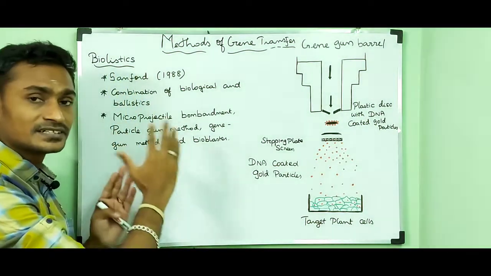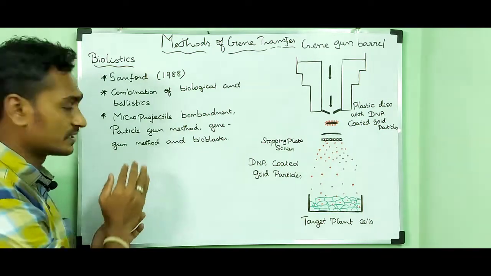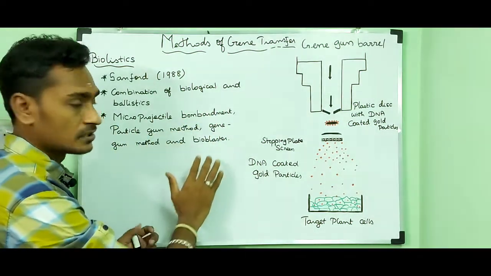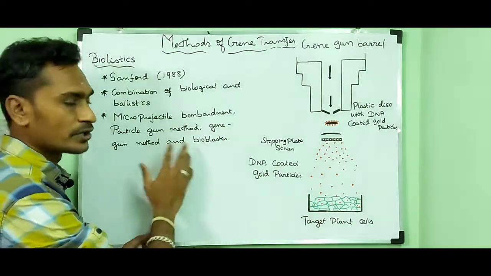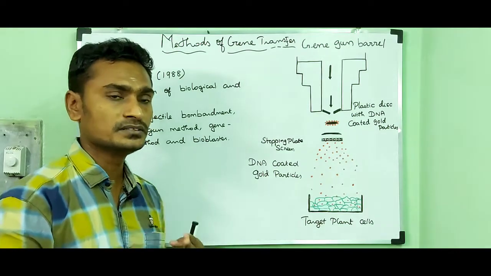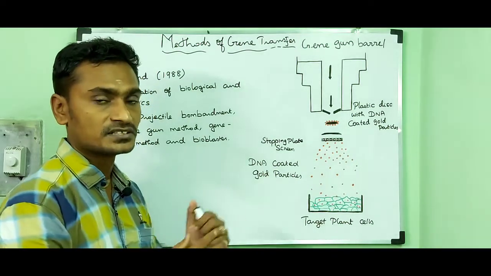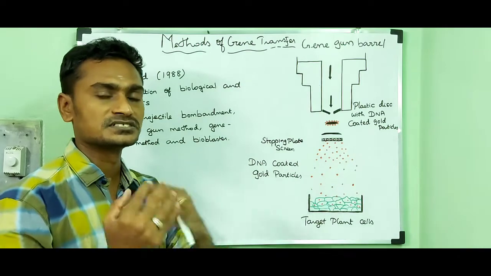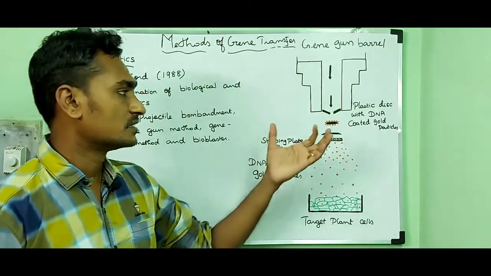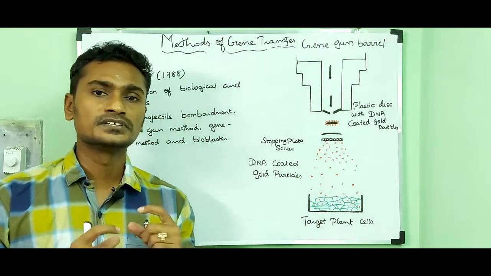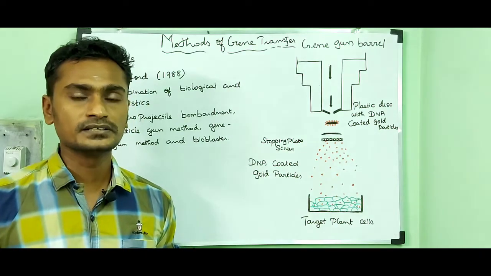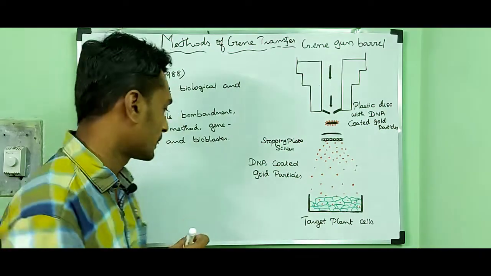There are other names for this technique. They are microprojectile bombardment, particle gun method or gene gun method, and bioblaster. I am going to tell about the steps involved in the biolistic gene transfer method. First, the DNA has to be coated with tungsten or gold particles, and they are called microcarrier or microprojectile.